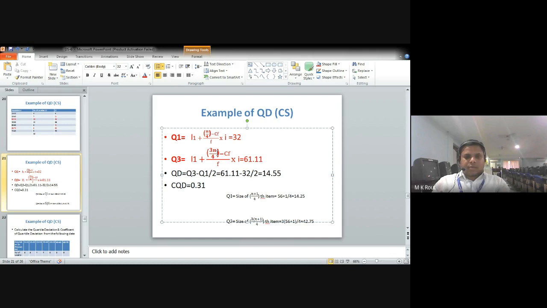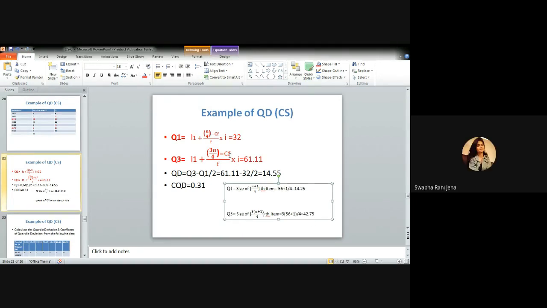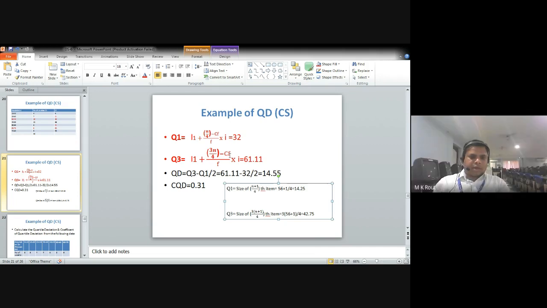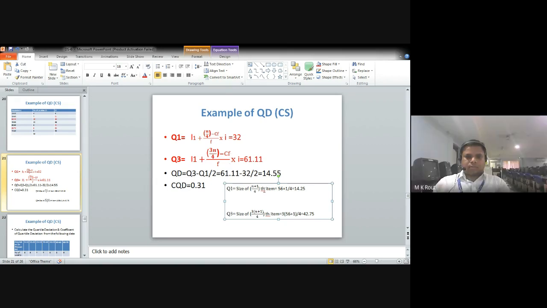Never mind. Next, if you calculate 3 into 56 divided by 4, we have already calculated that. This one is 42.75 minus 41, then whole divided by 9. After getting the answer, you multiply with 10. Sir, in Q1 the size of n plus 1 by 4 item is written. Only there it is plus 1. In the Q1 formula, n by 4, there is no plus 1. Okay.